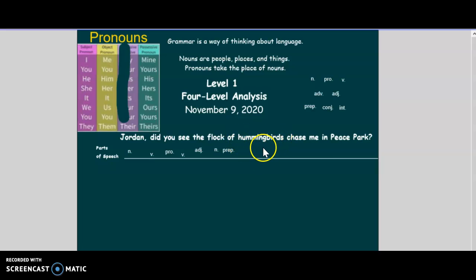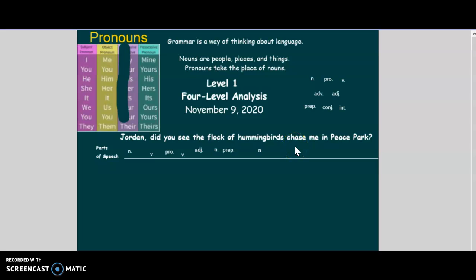Is hummingbirds a pronoun? No. I, you, he, she, we, it, they. Me, you, him, her, it, us. You, them. Nope. Definitely not a pronoun, but it is a thing. It's a noun.